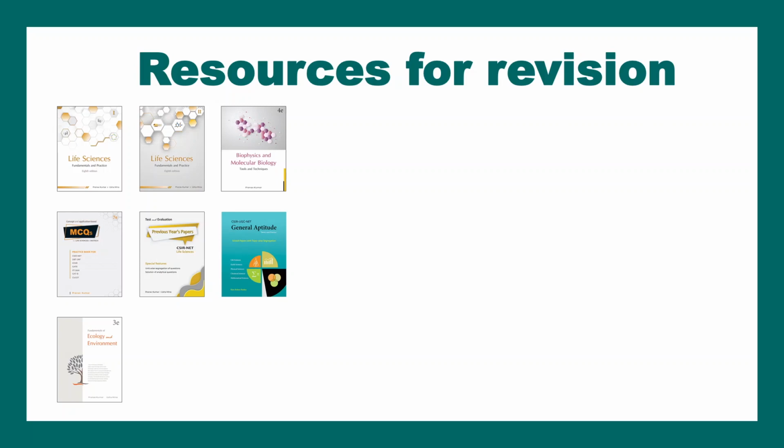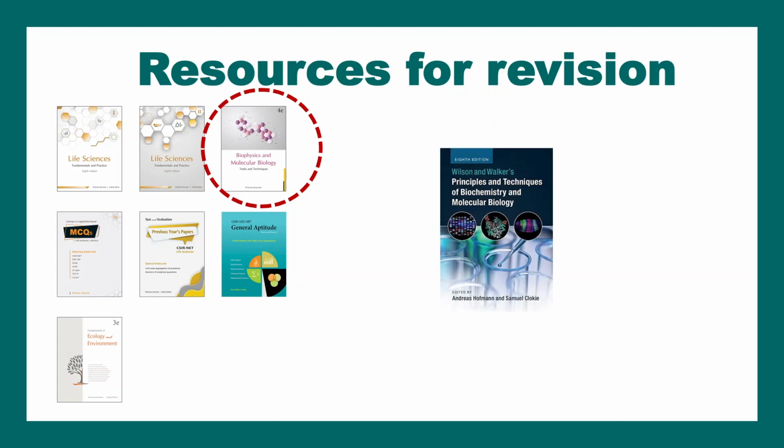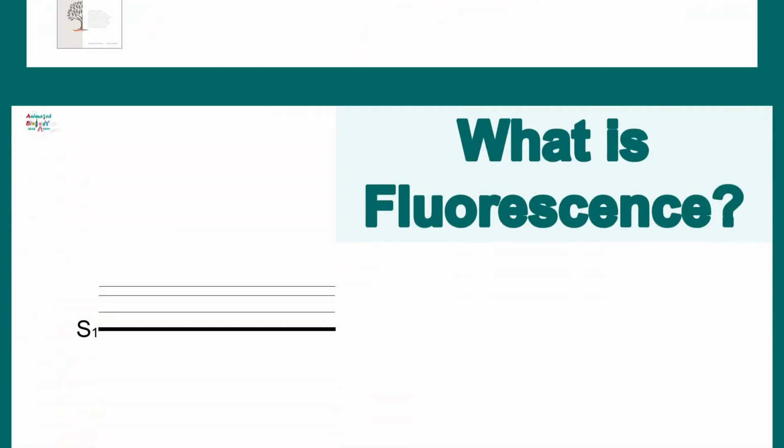Before we start, let me tell you the resources that you can refer to. First of all, the generic resources, Pathfinder books are good. There is a book called Biophysics and Molecular Biology in the entire book set, from where you can read and revise this chapter. Anyway, if you have more time, you can also refer to Wilson and Walker. Generally, people do that if they have time. After this video, you won't need any of these resources.